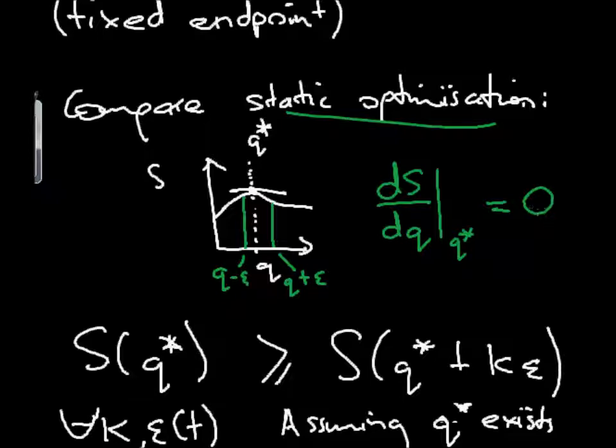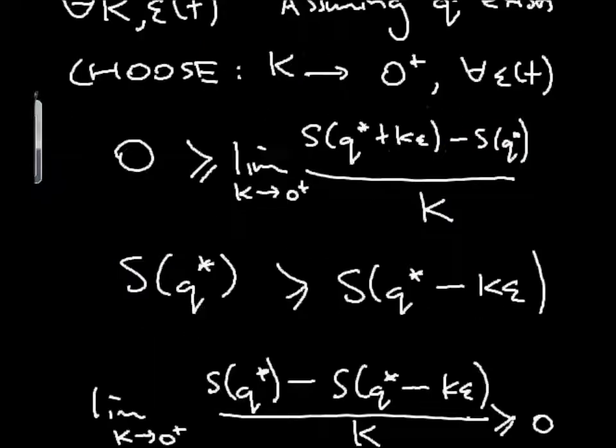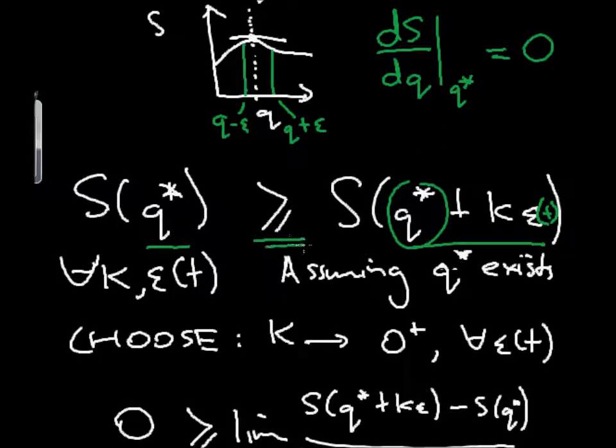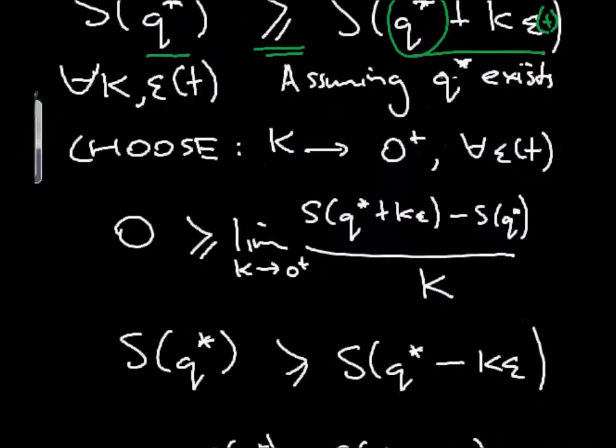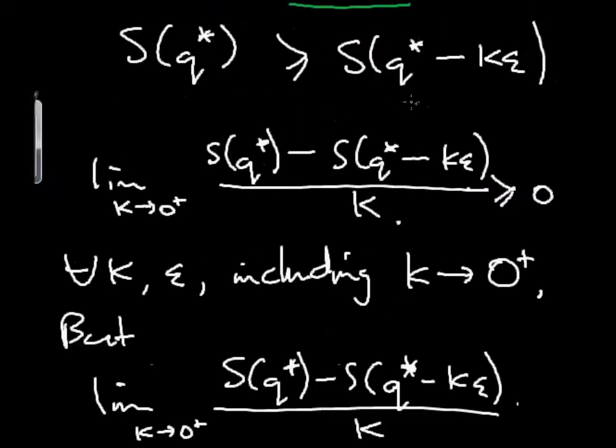Suppose I've truly found the optimal function, call it q star, and compare it against a different choice, say q star plus k epsilon(t). For any positive k and function epsilon, this result is either the same or worse. Bring this across, divide both sides by k. Likewise, the outcome using q star minus k epsilon(t) is also either the same or worse. Bring that across, divide by positive k.